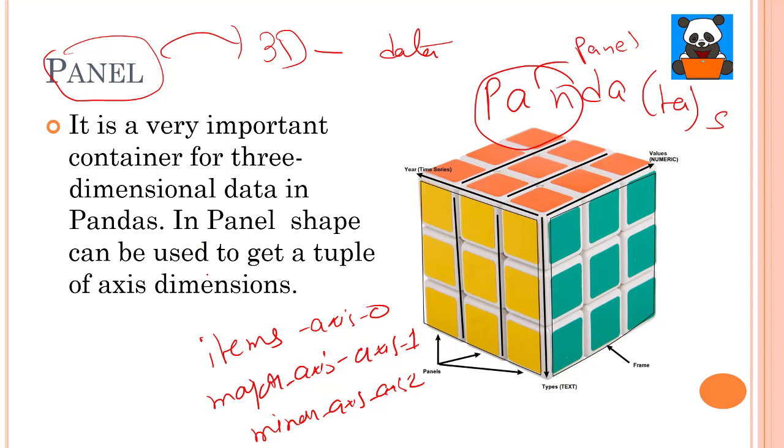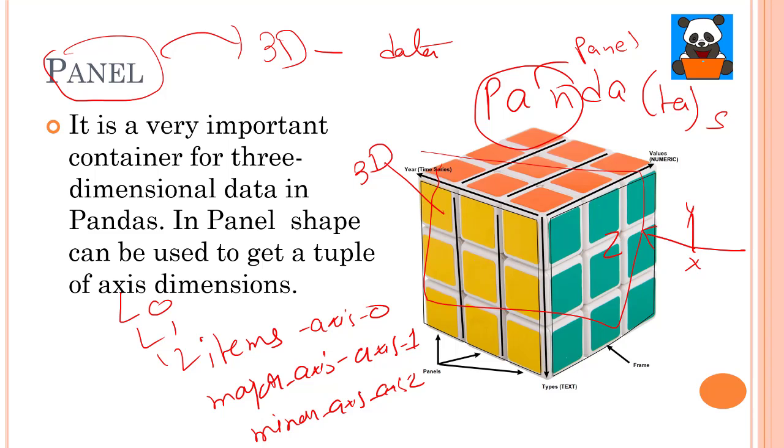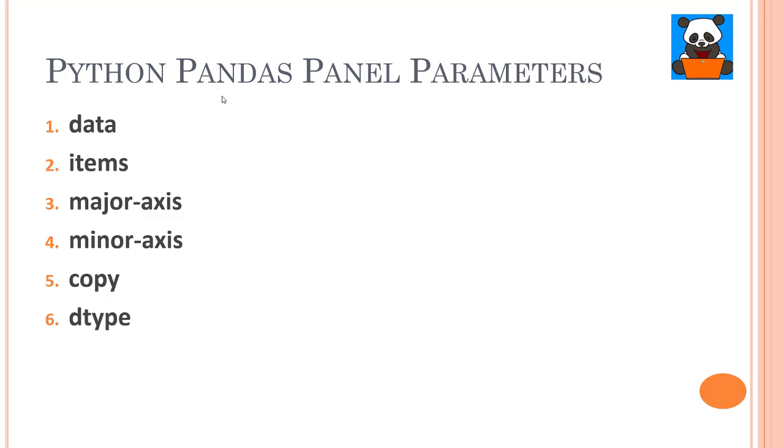In a Panel, shape can be used to get a tuple of the axes' dimensions, which is 0, 1, 2. You can observe there is a diagram here based on 3D, where we have the x, y, as well as z axis. So this is the x axis, y axis and z axis, and these are your axis 0, axis 1, axis 2.